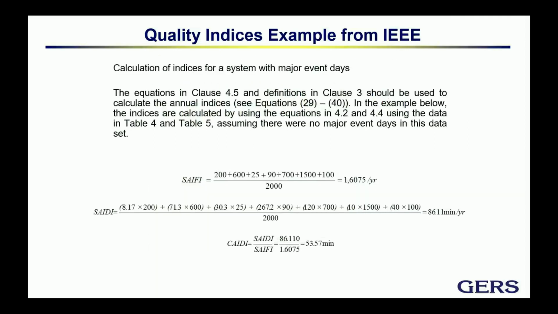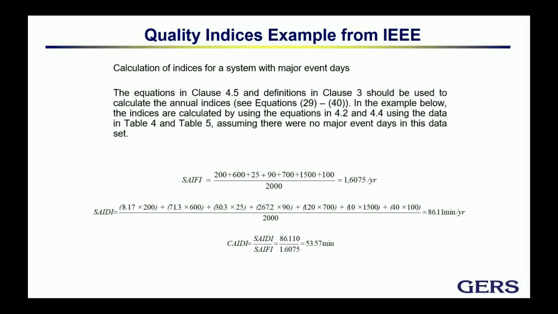Let me go to my formulation here, and eventually you divide that number of interruptions by the total number of users connected to that feeder. That gives you exactly 1.6 interruptions per year. So this is supposed to be the statistics for one year.